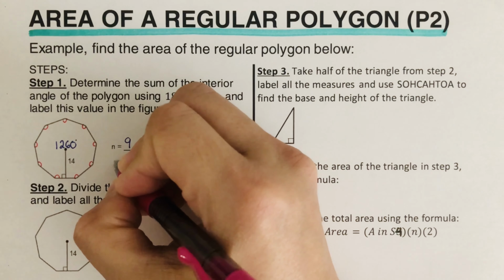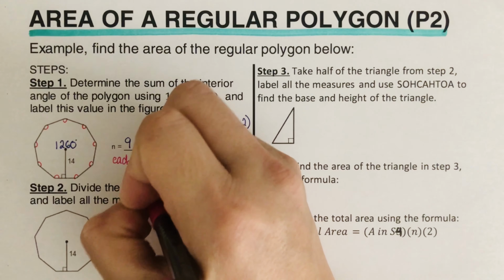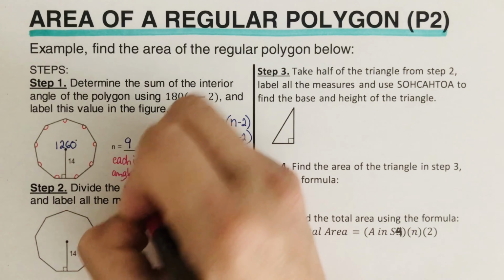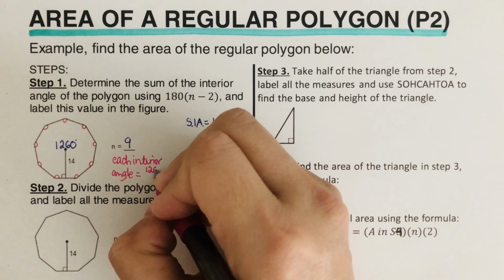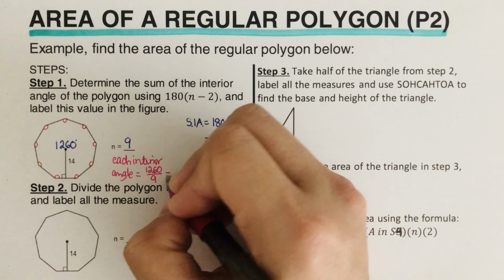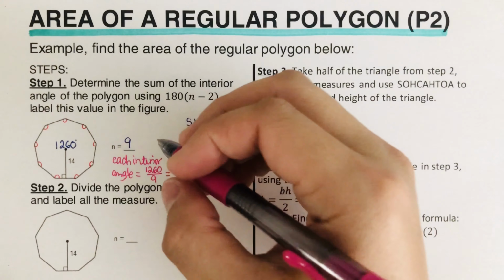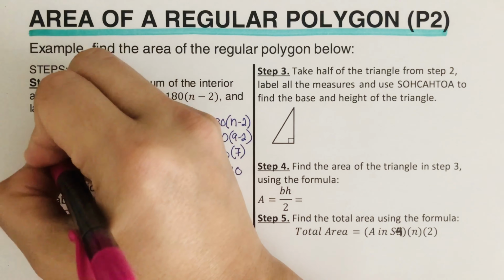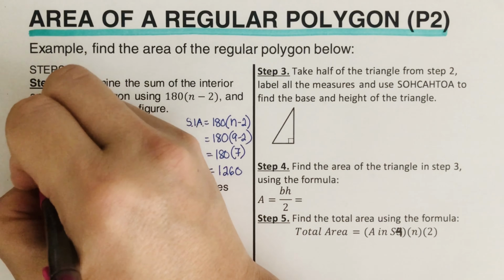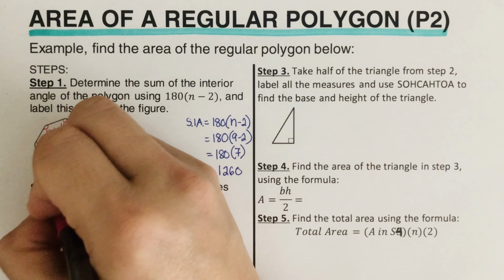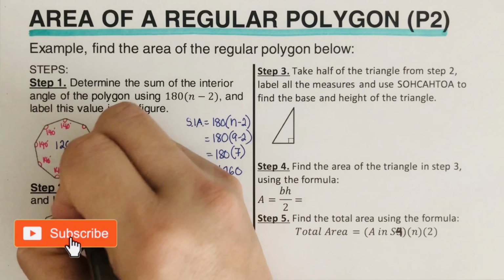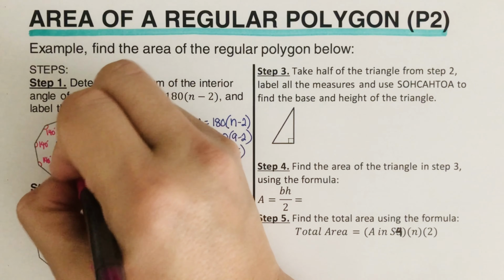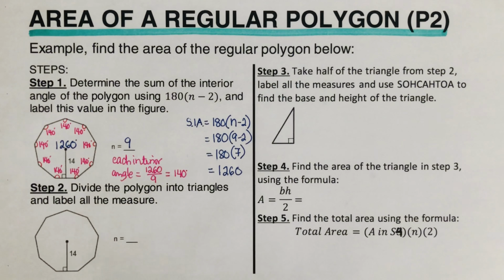So I'll go ahead and write: each interior angle would be equal to 1,260 divided by 9. If you divide 1,260 by 9, the answer is 140. So that means each of these corners here is 140 degrees. Again, a regular polygon is equiangular, which means all of the angles are equal. So that is 140 for all of these angles. So we're done with the first step.